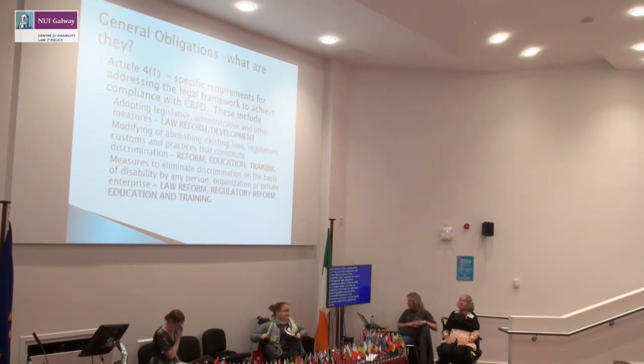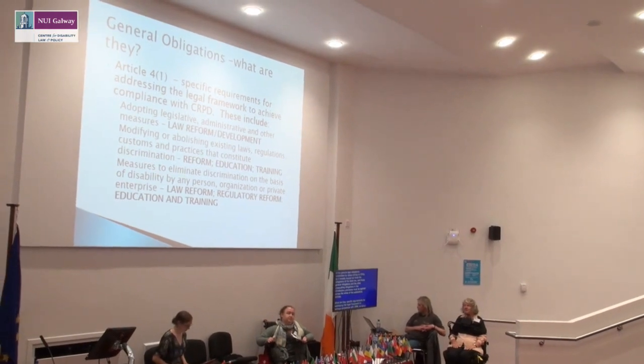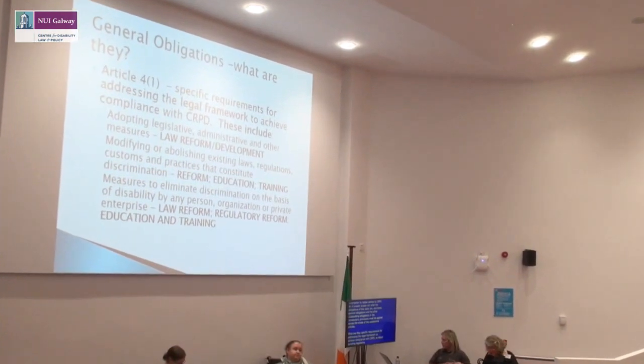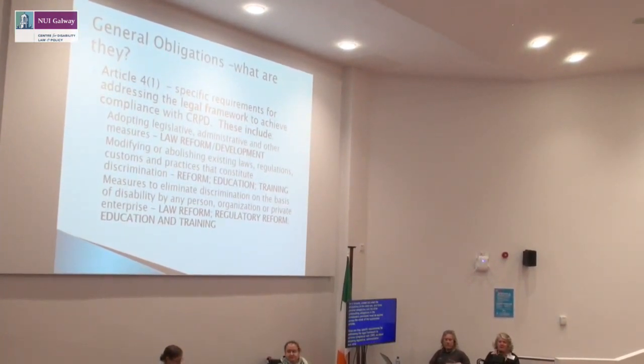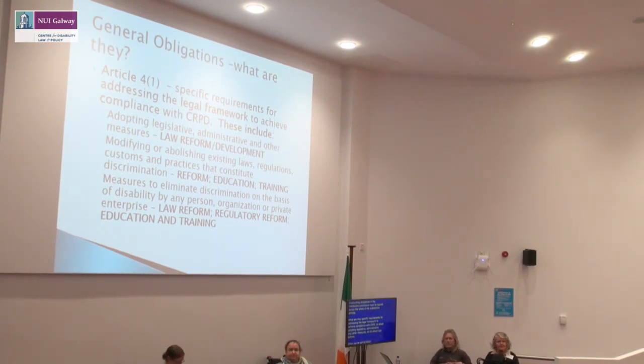Okay, so what are they? The specific requirements for addressing the legal framework to achieve compliance with the CRPD. So it's about adopting legislative, administrative and other measures. So it's about law reform. And when you're talking about law reform within the development context, you're talking about capacity building. So what you're doing on a bilateral level to build capacity within a recipient country for them to undertake law reform. Should make sure your own house is in order too before you go preaching to people, but you know, that's a secondary issue at the moment.